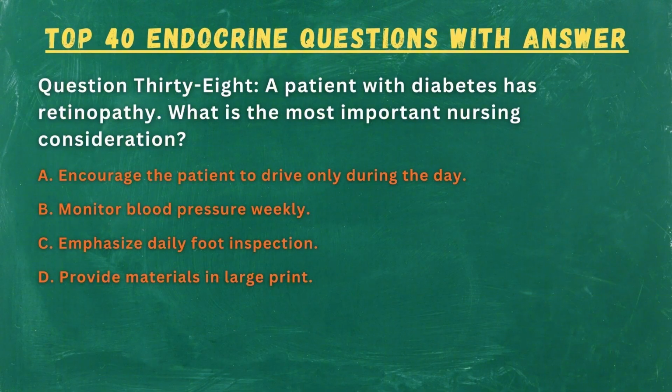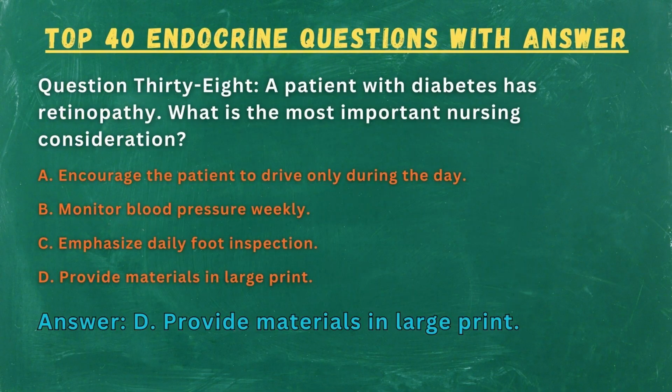Question 38. A patient with diabetes has retinopathy. What is the most important nursing consideration? A. Encourage the patient to drive only during the day. B. Monitor blood pressure weekly. C. Emphasize daily foot inspection. D. Provide materials in large print. Answer: D. Provide materials in large print.